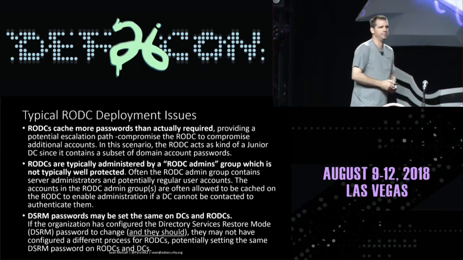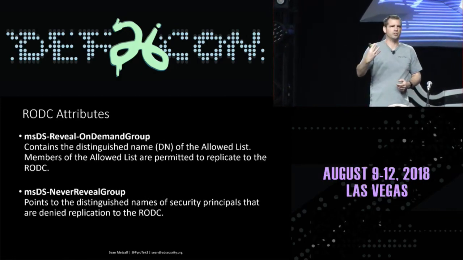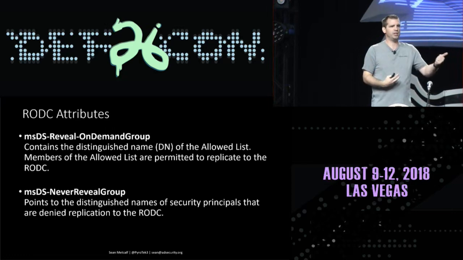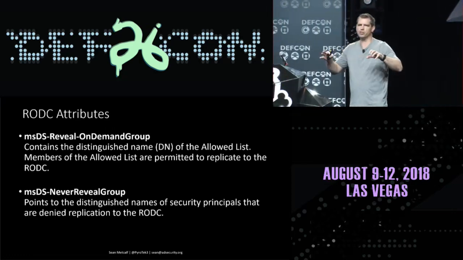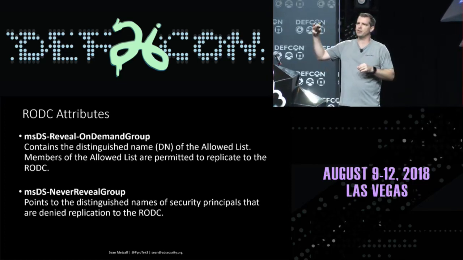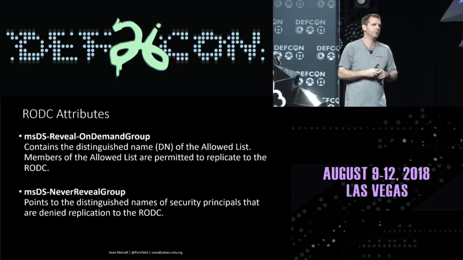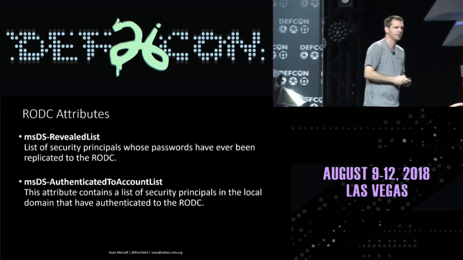And that's text for later. So there are 4 key attributes on read-only domain controllers that we want to enumerate. One is the reveal on demand group, which tells the RODC and the domain controllers what can actually be replicated, what accounts, security principals can have their password data replicated to that RODC. And then never reveal means that these can never be replicated.